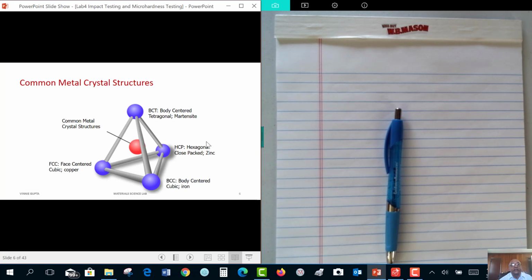Hexagonal close pack materials are brittle. Not only that, they are brittle, they also have low strength. One example is zinc. Then we have body-centered tetragonal material. Now, of course, they can have a variety of properties, but in general, body-centered tetragonal materials are very strong and very brittle. An example is martensite. And again, we are going to talk about martensite a little later.